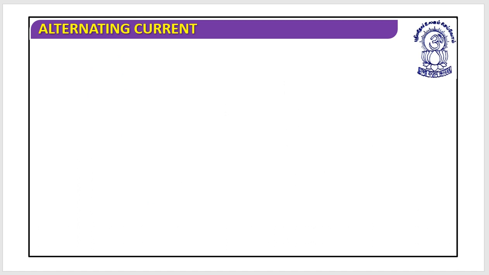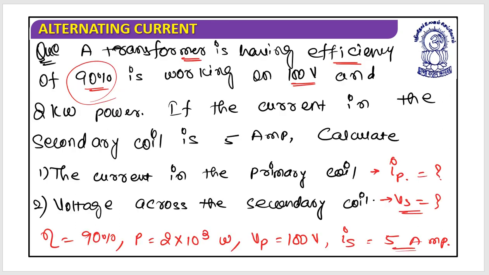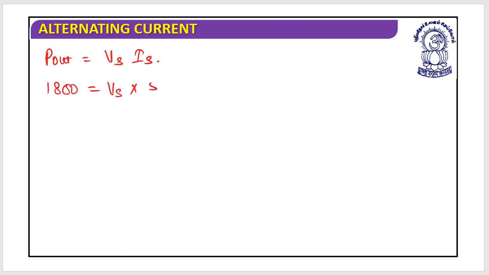Now what you need to do is, P output is equal to voltage on the secondary multiplied by current on the secondary. This is equal to Vs into Is. I don't know Vs, but I know the Is, which is equal to 5 ampere. So 1800 is equal to Vs into 5, and from this I have Vs, which is equal to 1800 divided by 5, which would be equal to 360 volt.